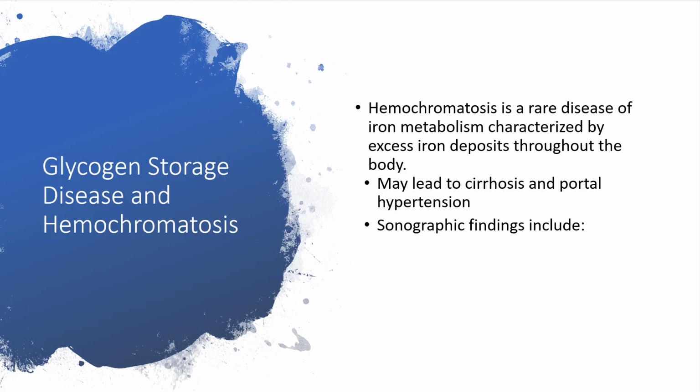The final diffuse disease that we're going to talk about is hemochromatosis. This is a rare disease of iron metabolism, and it's characterized by excess iron deposits throughout the body, which then put a heavy burden on the liver. They can lead to cirrhosis and portal hypertension. Sonographic findings are going to include hepatomegaly, evidence of cirrhosis, and also an increased diffuse echogenicity to the entire liver.